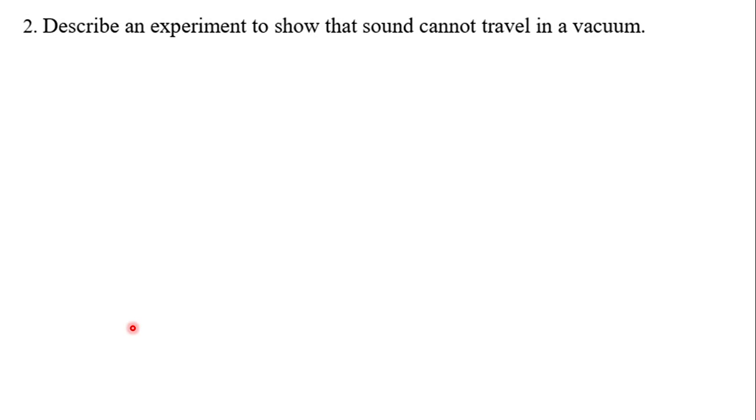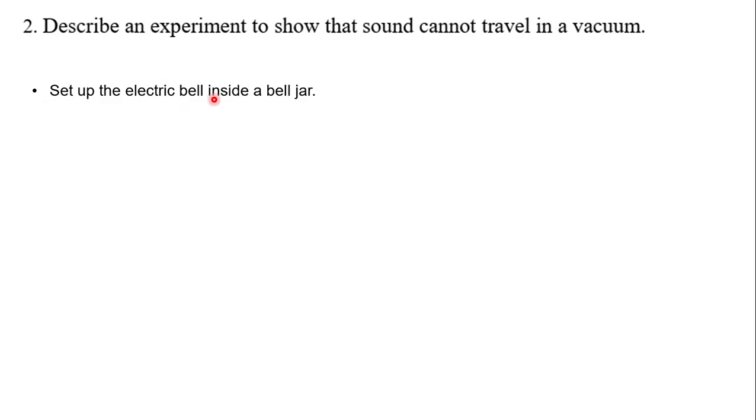Number 2, describe an experiment to show that sound cannot travel in a vacuum. Remember that a vacuum is a space that is void of matter. It doesn't contain matter in it. So such a space cannot allow sound to travel through. Alright, so set up an electric bell inside. Here again, you don't need a diagram because the question has not specified that we should draw a diagram.